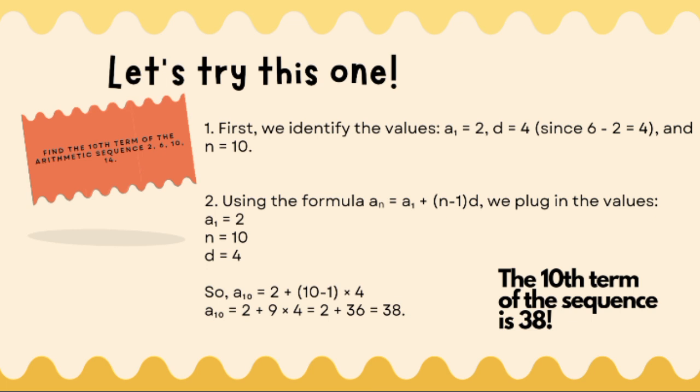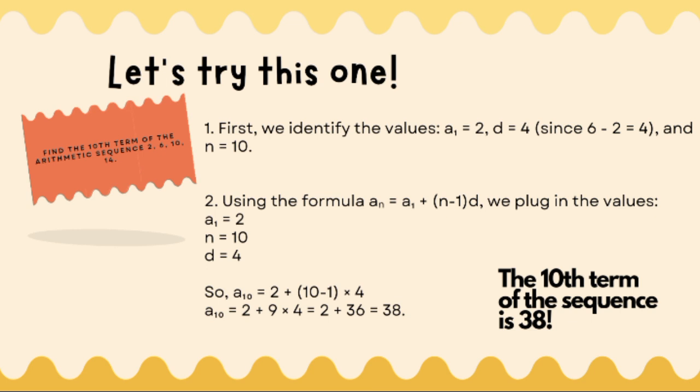Using the formula, a sub n equals a sub 1 plus (the number of terms minus 1) times the common difference. We plug in the values. a sub 1 equals 2. The number of terms equals 10. And the common difference equals 4. So, a sub 10 equals 2 plus (10 minus 1) times 4.